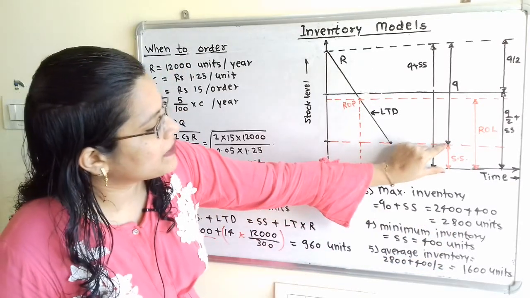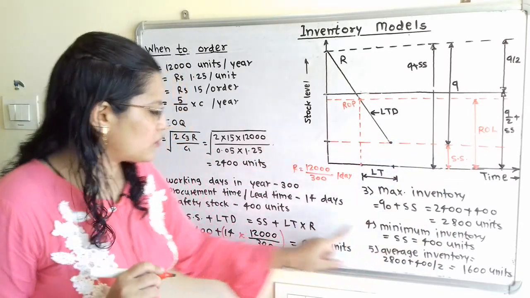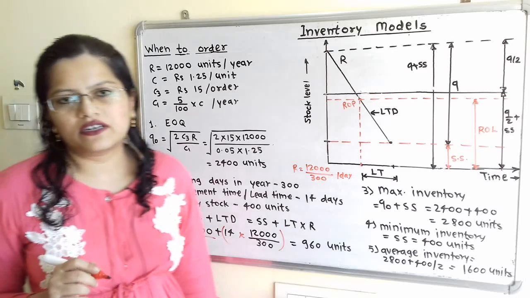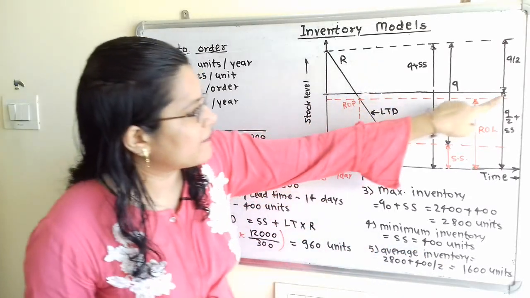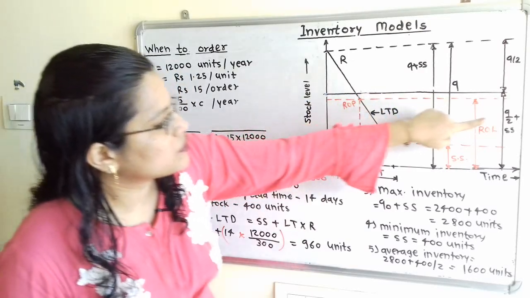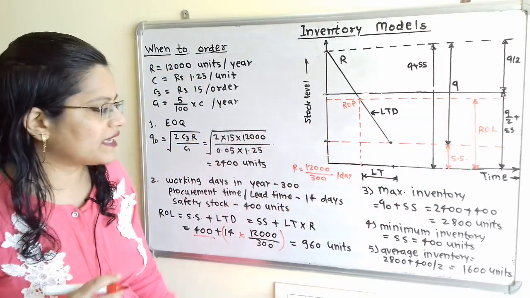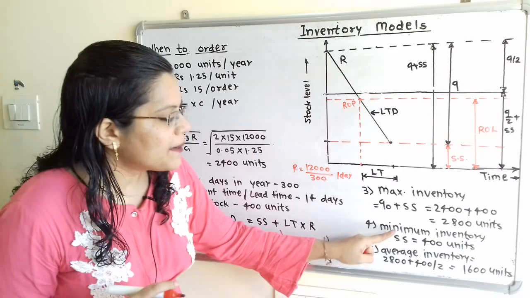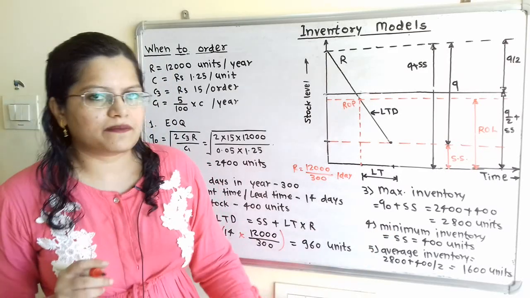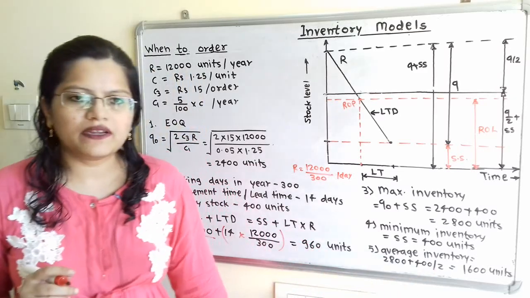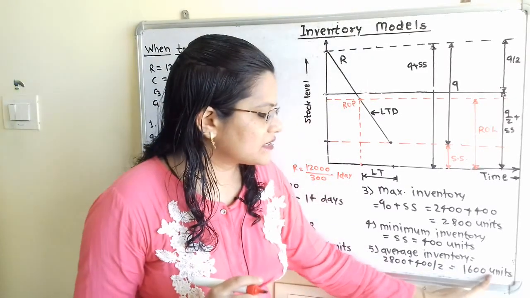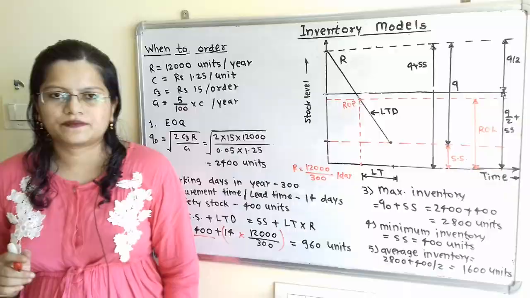So we know minimum inventory is SS, that is safety stock, and it is mentioned 400 units. Then average inventory. So here is the line with average inventory, and this is Q by 2 plus SS, or we can say maximum inventory plus minimum inventory divided by 2. So 2800 plus 400 divided by 2, that is 1600 units.